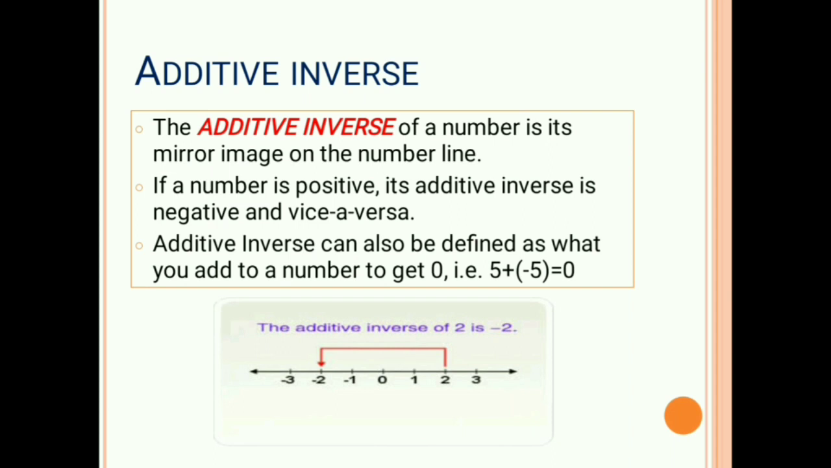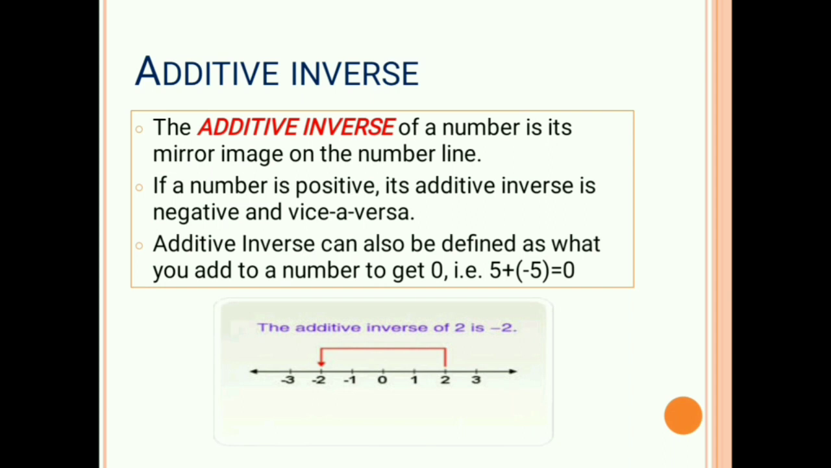Means from 0, the distance of -2 and 2 is the same. From 0, if you move 2 units to the right hand side, you will get 2, and from 0, if you move towards the left hand side, you will get -2. So -2 and 2 are additive inverses.